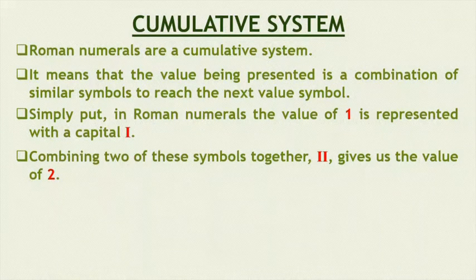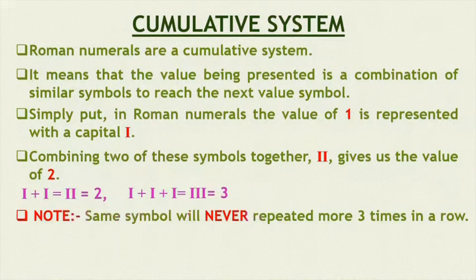Similarly, just combining 2 of these symbols together, capital I, I gives us the value of 2. I plus I equals 2. I plus I plus I equals 3. We also need to know that the same symbol which we are using in Roman numerals can never be repeated more than 3 times in a row.